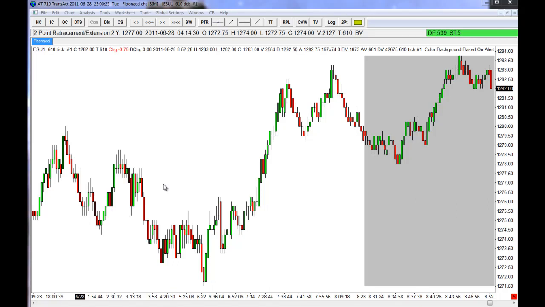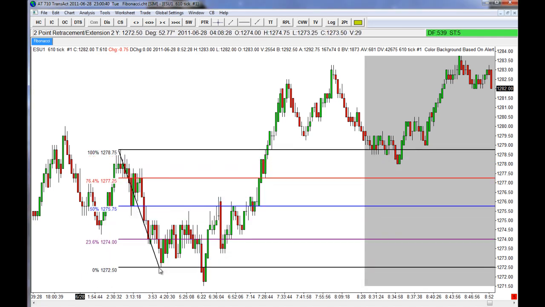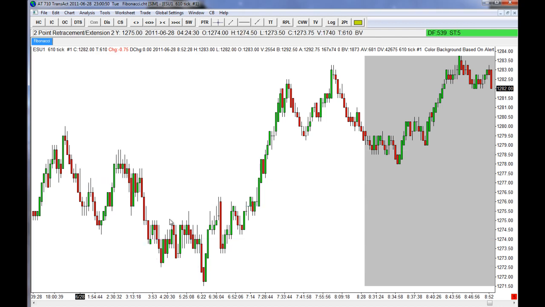This is how I traded the ES for June the 28th based on my fib methodology. I started drawing my fibs from this high to this low. As you can see, price almost got to the 50% level, was one tick away, then went past the 0% line.